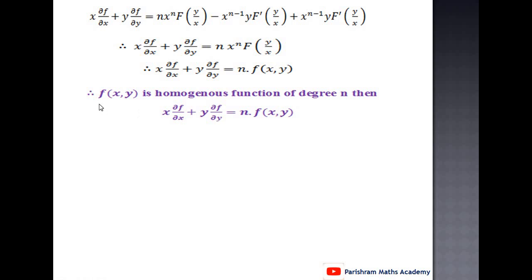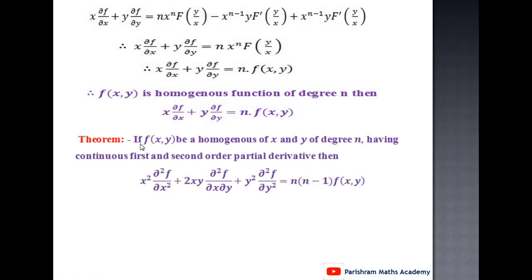And therefore if f of x comma y is a homogeneous function of degree n, then x into ∂f/∂x plus y into ∂f/∂y equal to n into f of x comma y, which is the proof of Euler's theorem.